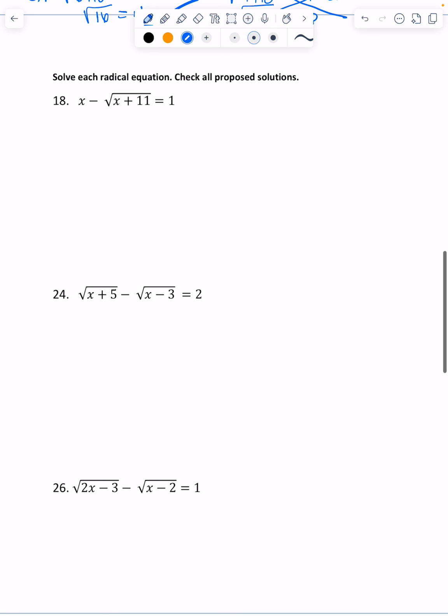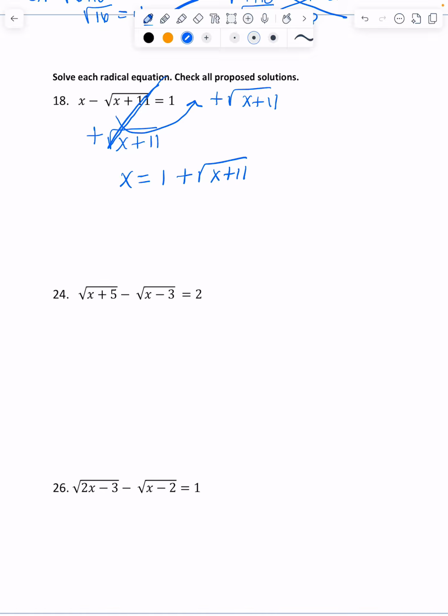Number 18, we're going to continue working some of these. All right, so we see here that our radical is not by itself, and if at all possible, we want to try to get it by itself. So what we're going to do is we're going to move this radical to the other side. Since it's a minus, to move it to the other side, I'm going to add the square root of x plus 11. Those are going to cancel out. I have x equals 1 plus the square root of x plus 11.